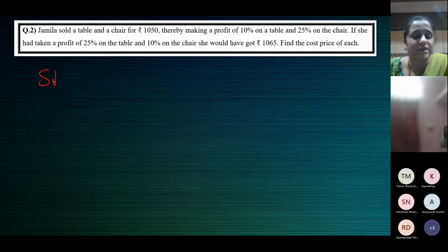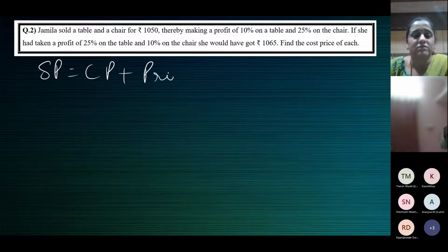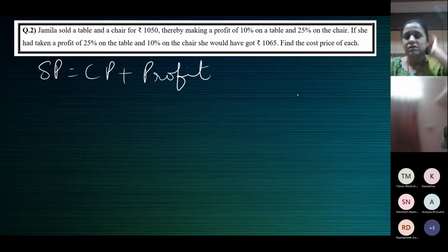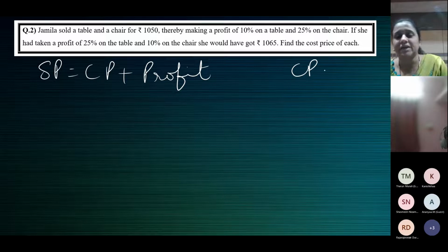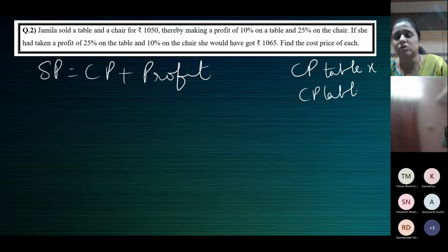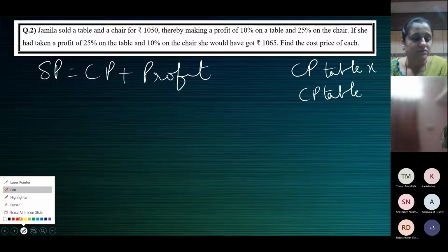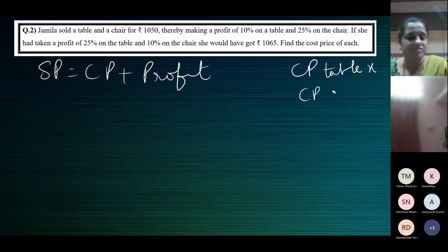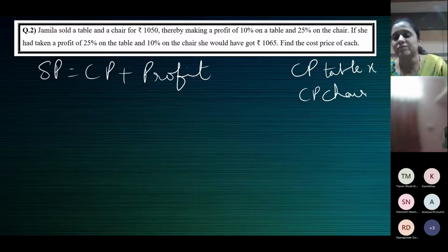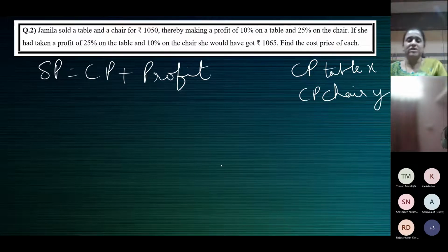And how do we find the selling price? Selling price is cost price plus profit. Now, supposing we say, let the CP of the table be X rupees, and let the CP of the chair, the cost price of the chair, be Y. Let the cost price of the table be X and let the cost price of the chair be Y.